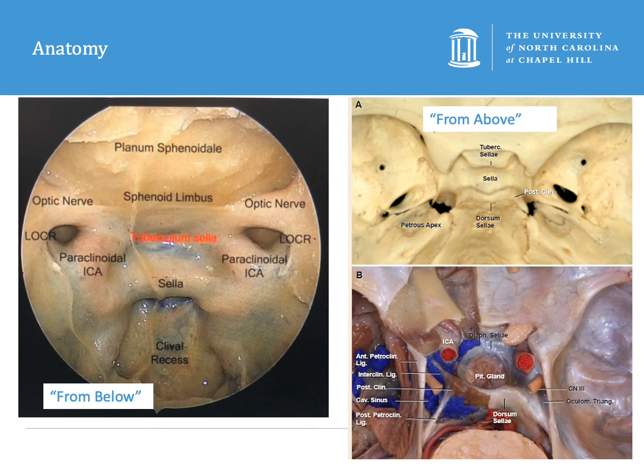Now, once we're in the sphenoid sinus and the exposure is complete, we can start identifying important landmarks. I like to start from the most inferior portion, the clival recess. The clival recess is approximately the upper one-third of the clivus. The lateral borders of the clival recess are the paraclival carotids. Then working up is the sella. Next, moving up is the tuberculum sellae, and then you have the sphenoid limbus.